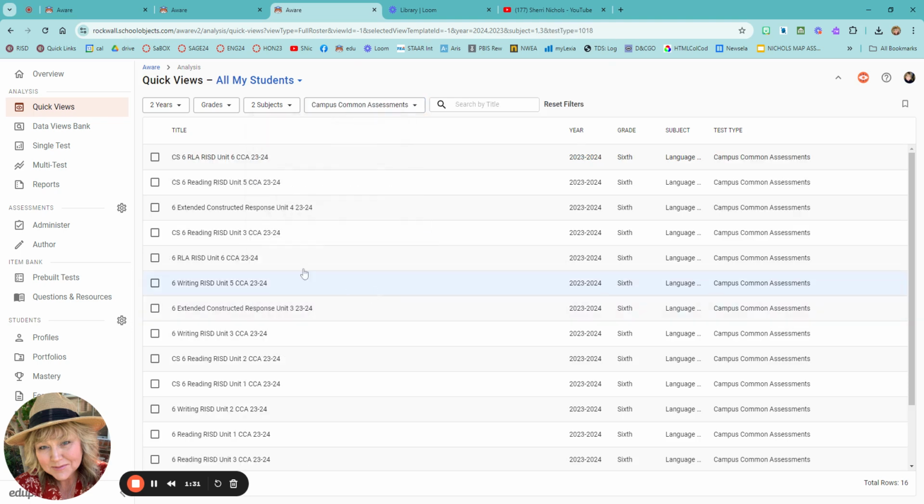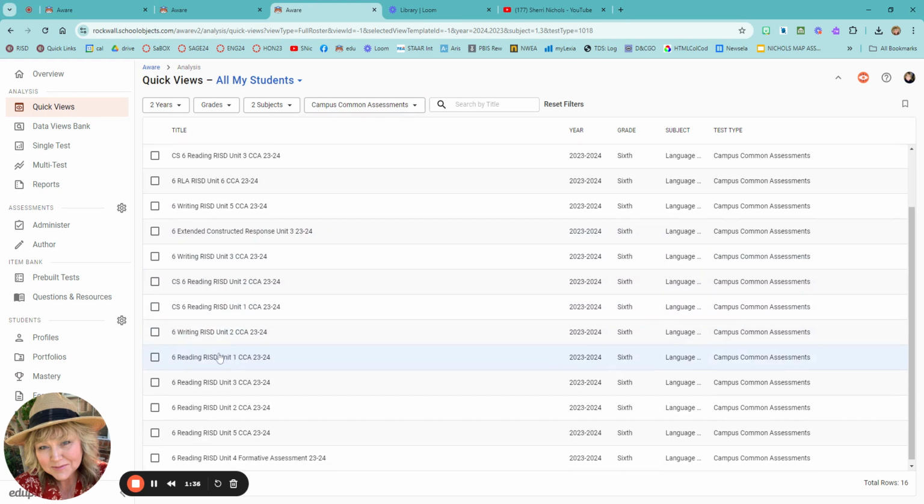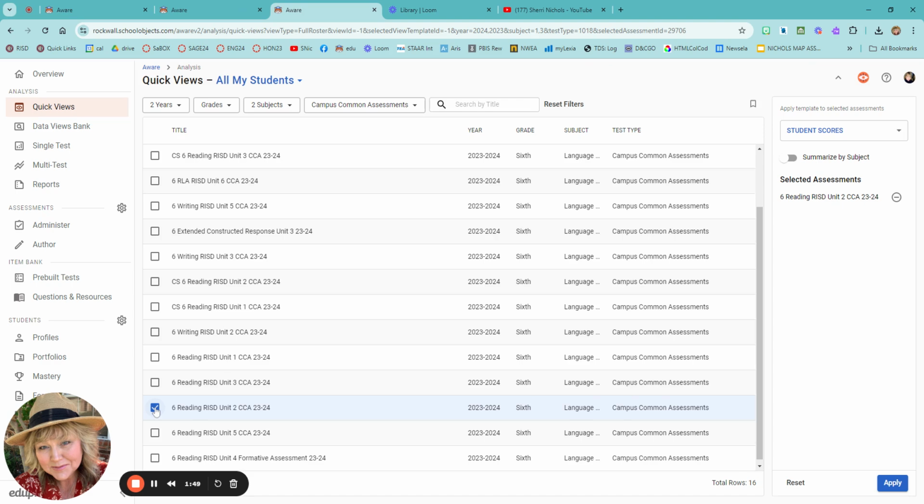And I'll push apply, and it will populate the unit tests that these students have taken. And if I go look, I probably want to click on a Unit 2 CCA, and then I'm going to see, it looks like they had a content support CCA last year. So I'm going to break that down. And so now I have these two tests that I picked over here, selected assessments, and I have some choices to make. If I want to see these side by side, I'll just leave it alone.